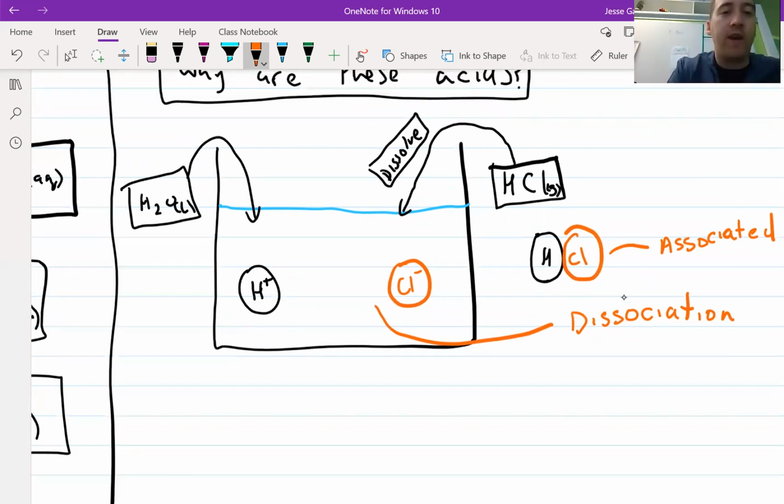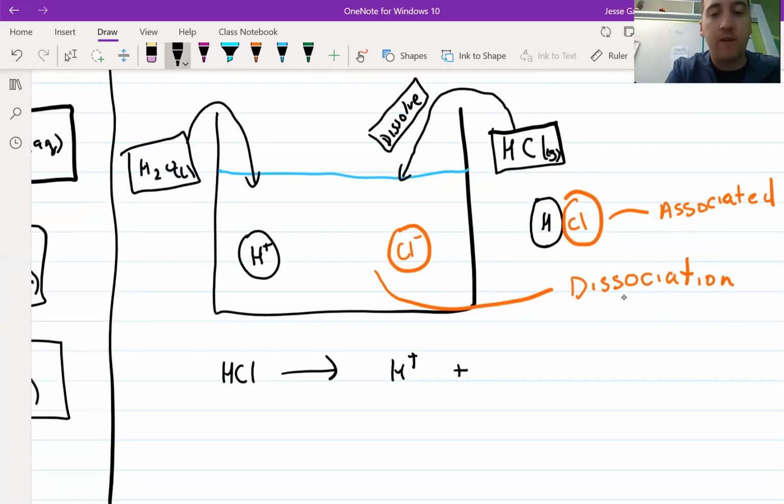We can write a little equation that can help us explain what's going on. HCl is basically turning into H plus Cl minus. That's what's going on. And this here is a gas. These two are aqueous because they are dissolved. So we go from HCl to H plus aqueous, Cl minus aqueous.